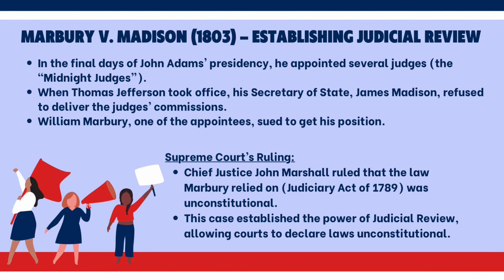The judicial branch checked the legislative branch by striking down a law passed by Congress, demonstrating that laws must align with the Constitution. It also checked the executive branch by ruling against the Jefferson administration, though it stopped short of ordering Madison to act. Before Marbury v. Madison, the judiciary was seen as the weakest branch of government. This decision changed everything, making the Supreme Court an equal player in the system of government and shaping the balance of power that still exists today.